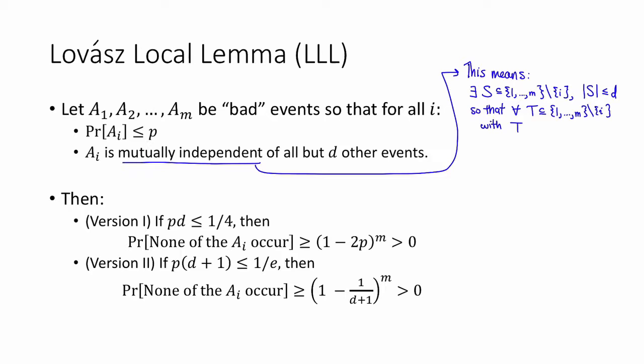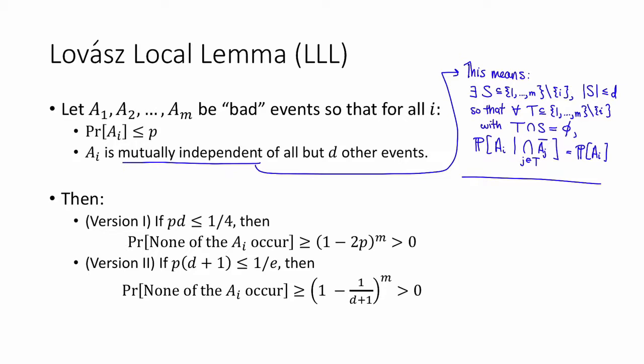S, the probability that the event A_i occurs, conditioned on A_j not occurring for any j in T, is just equal to the probability that A_i occurs. That is, whatever's going on with the events indexed by this set T doesn't affect the event A_i. Just a note, this is kind of a convoluted way of defining mutually independent, but this is the way that's going to be useful a little bit later on.